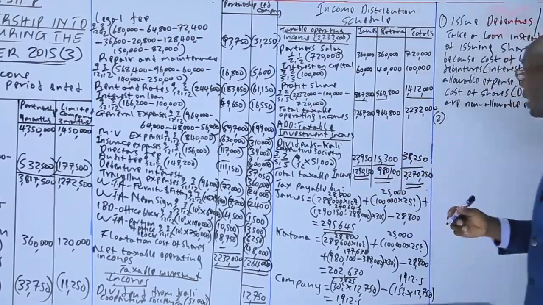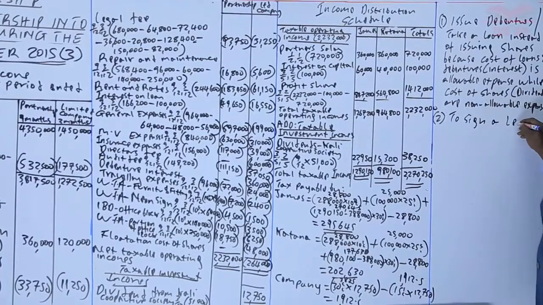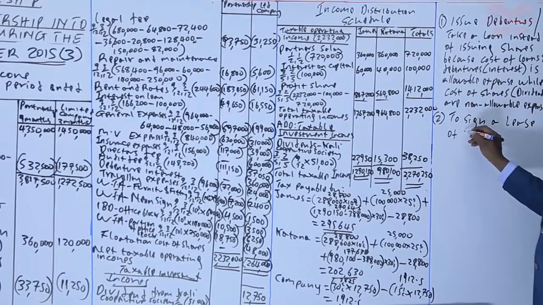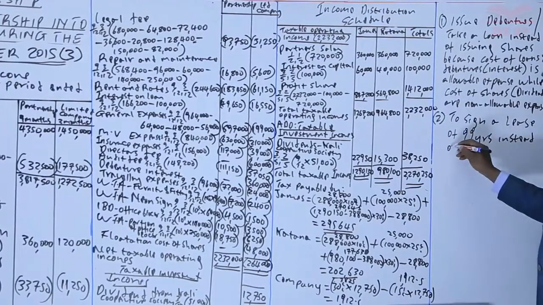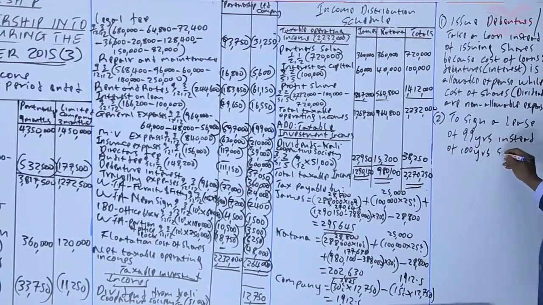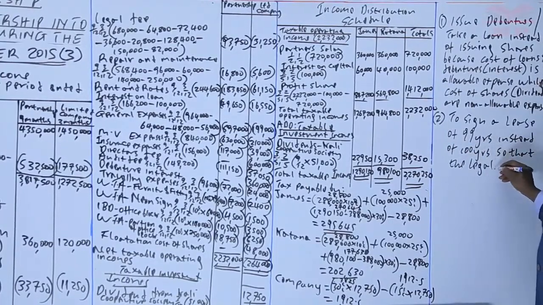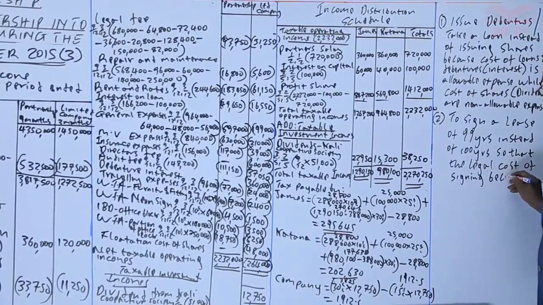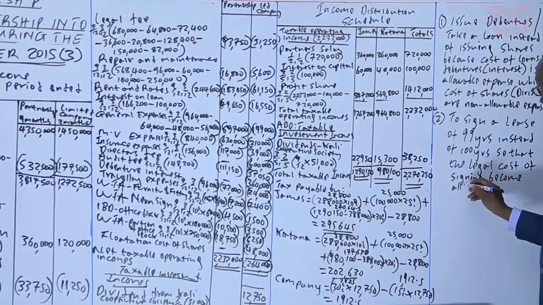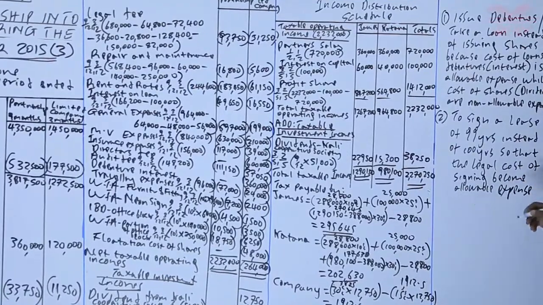So the best option they could have taken is to sign a lease of 99 years instead of 100 years, so that the legal costs of signing can become an allowable expense. So that is what we had said.